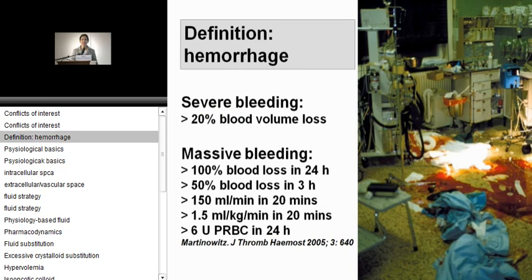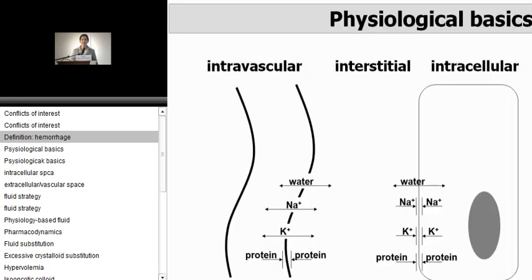And this is my definition for hemorrhage. We're talking about fluids in hemorrhagic shock. This is a situation where there's an absolute deficit of intravascular volume via the loss of blood. You probably find different definitions for hemorrhage, but this may be the cause for the situation we are facing.